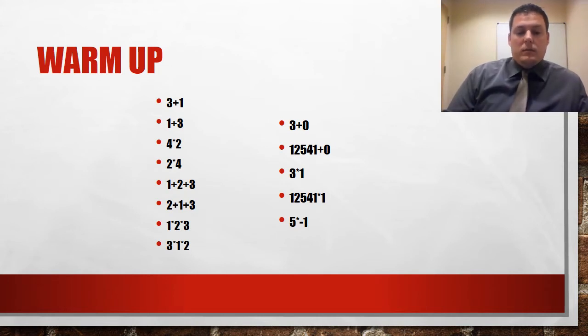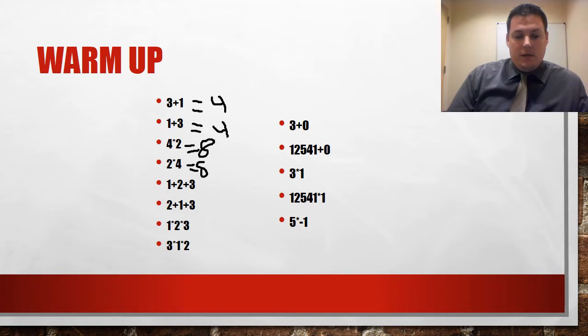Here's a quick warm-up. Some of these seem pretty easy, but these will help us understand why we're using these properties. And these are just using whole numbers, but you'll see how this applies to all real numbers. So 3 plus 1 is 4, 1 plus 3 is 4. 4 times 2 is 8, 2 times 4 is 8. 1 plus 2 plus 3 is 6. 2 plus 1 plus 3 is 6. Notice just because I'm switching certain orders, it doesn't make the answer any different when we're adding and multiplying.